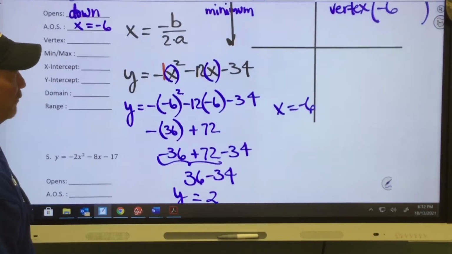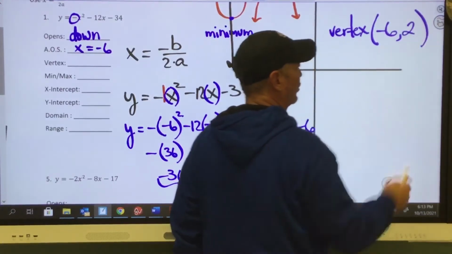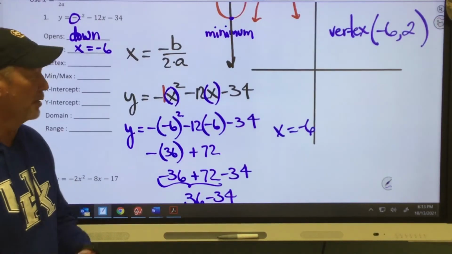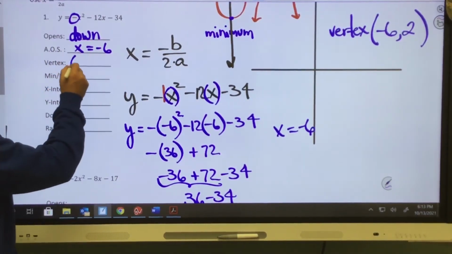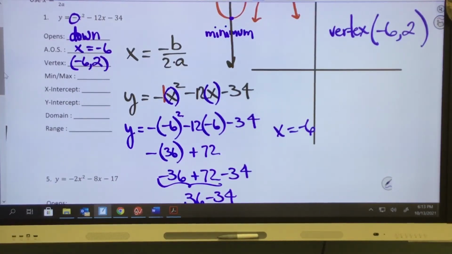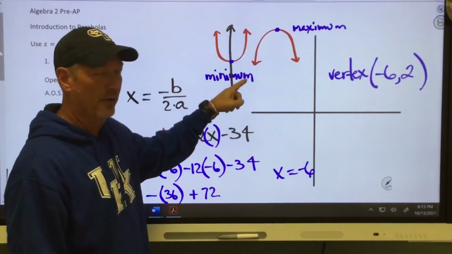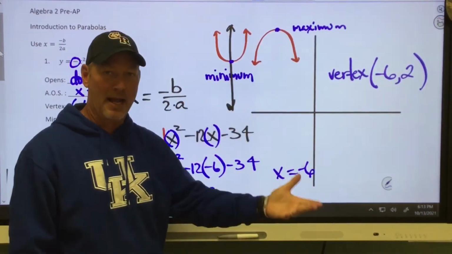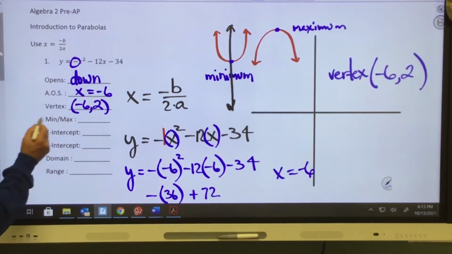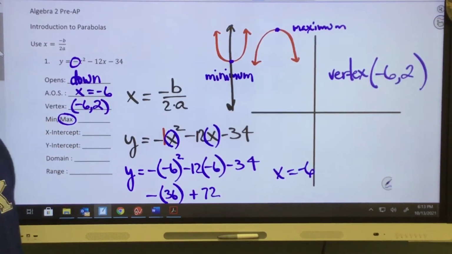So if you're actually looking for the vertex, it's going to be -6, 2. And we can use that vertex for something else. So here's my vertex at -6, 2. Now let's see if we remember what we said. If my graph opens downward, we will have a maximum value. So over here, I would like you to circle, because you have a choice of min and max. We're going to circle max. It's going to be a maximum value.